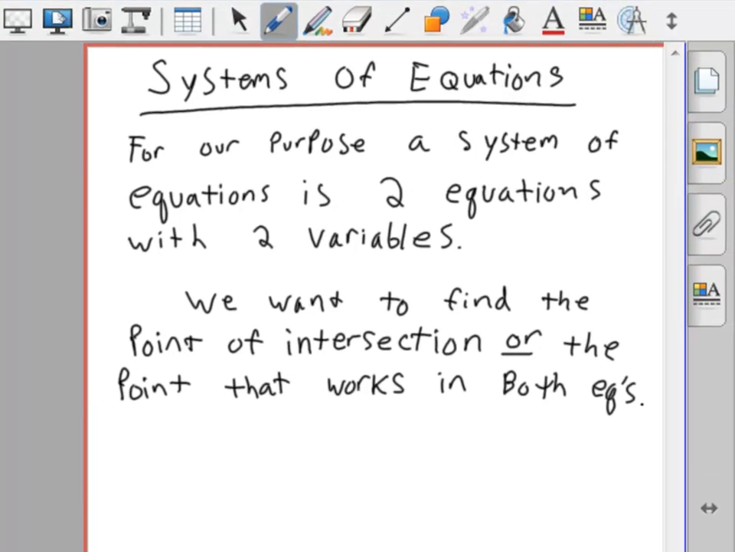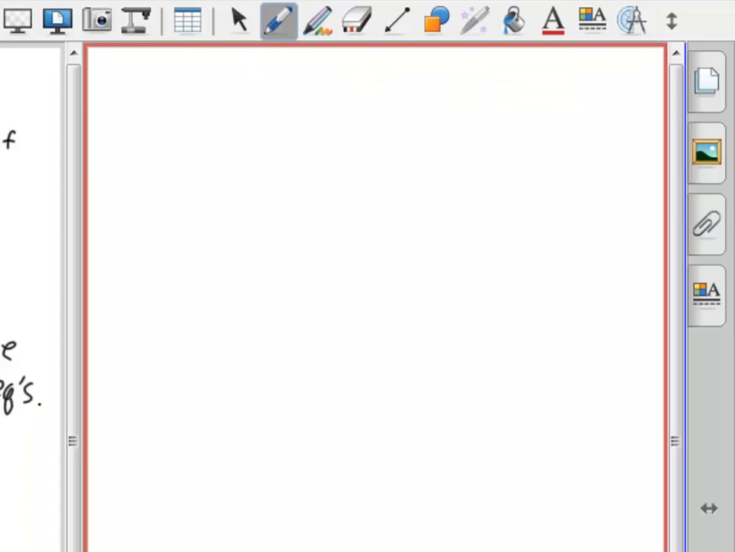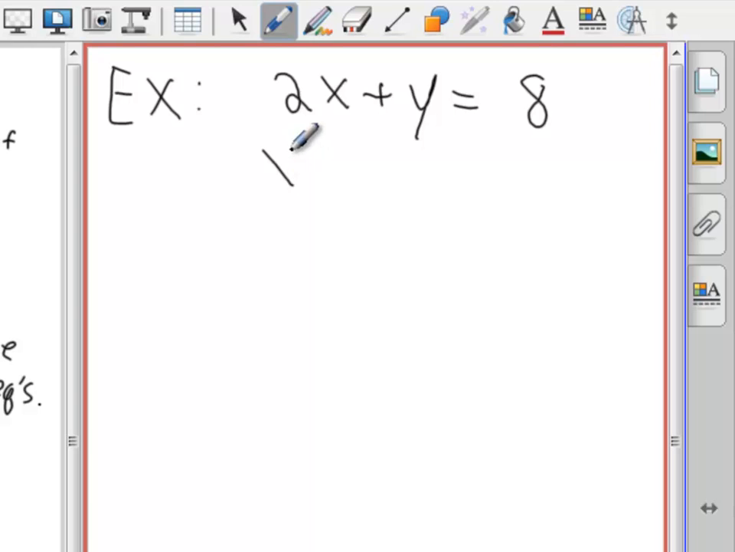Okay, so now for an example, we're going to do an example here. I write EX for example, and we're going to have an x and a y in both of our equations. So 2x plus y equals 8. 2x plus y equals 8. And then x minus y equals, let's say 4. Okay, so this is two equations with two variables. You can see that we have 8 and we have 4, and we're going to solve this system of equations.